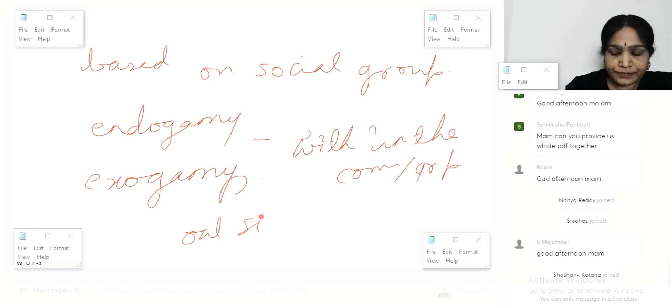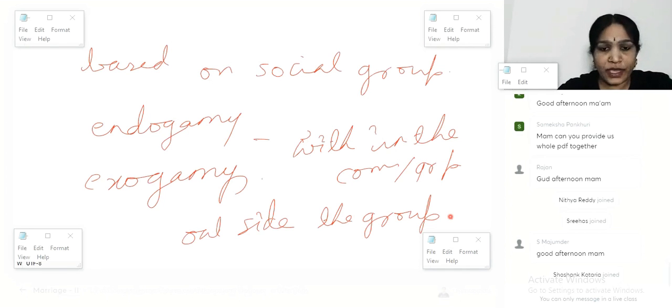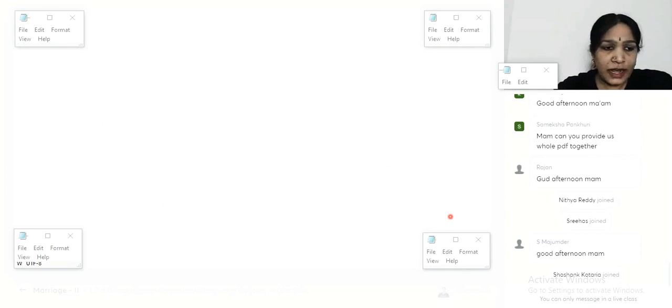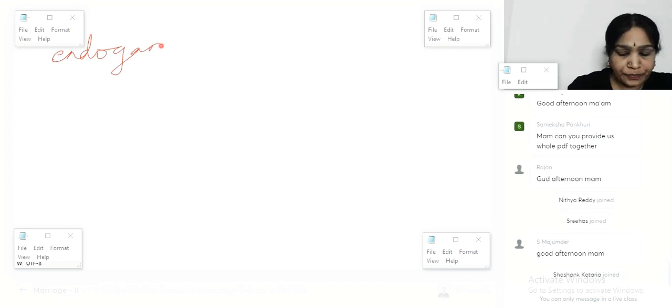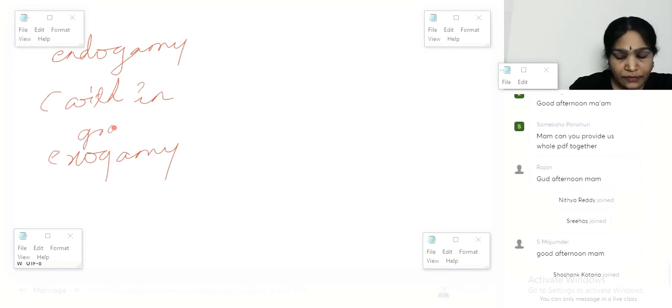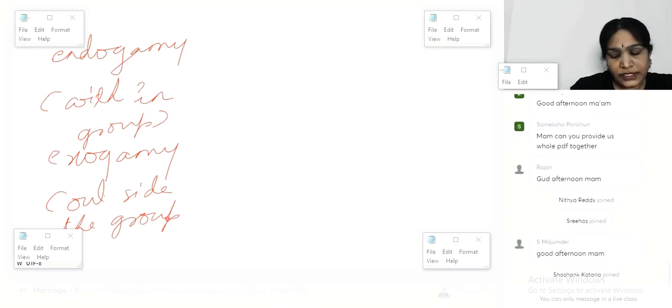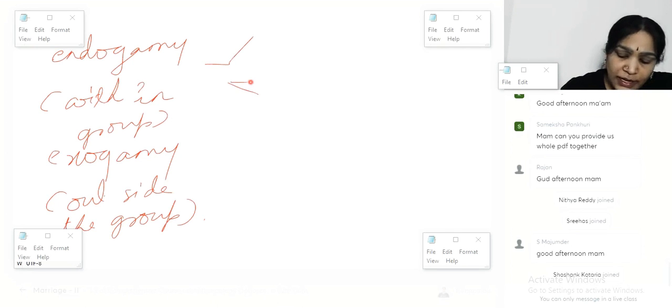Outside the group, then it is called exogamy. So first be clear about these two words: endogamy, exogamy. Based on the social group, the marriages are two types: endogamy and exogamy. Endogamy means within the group. Exogamy means outside the group.